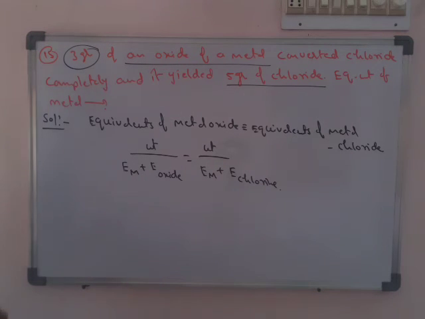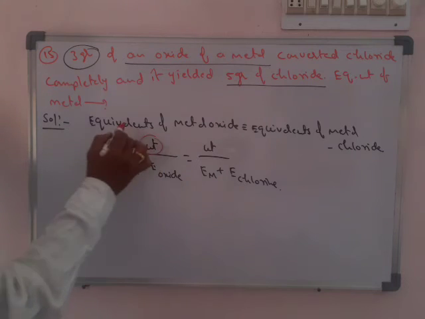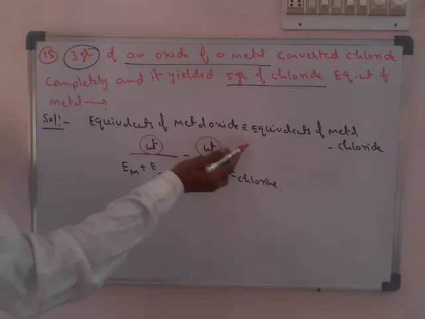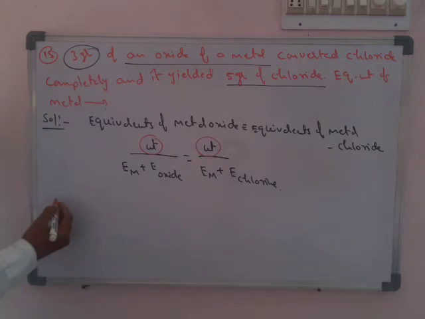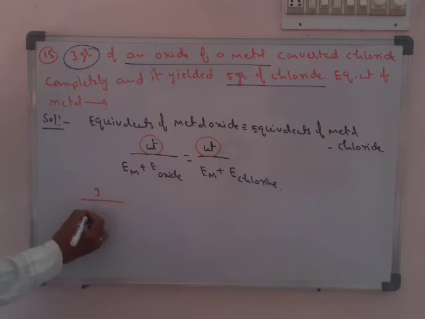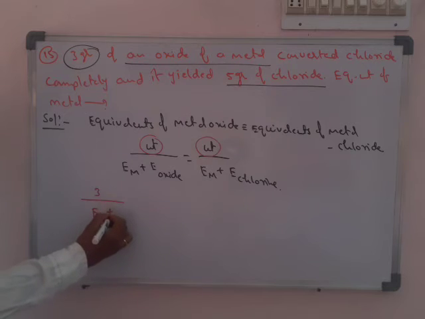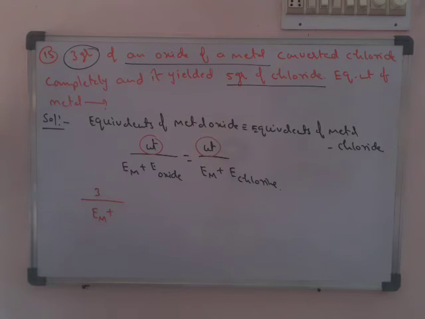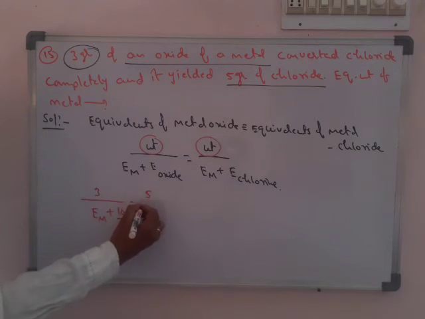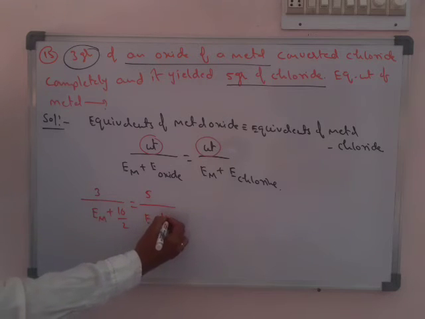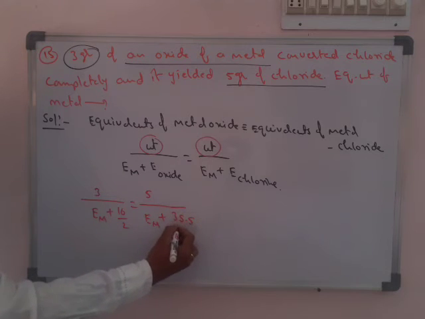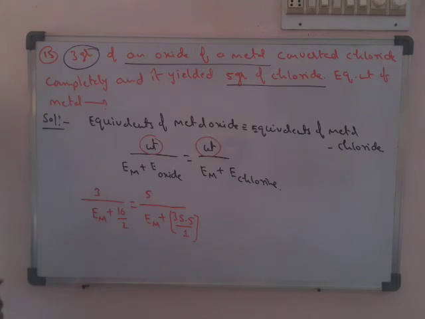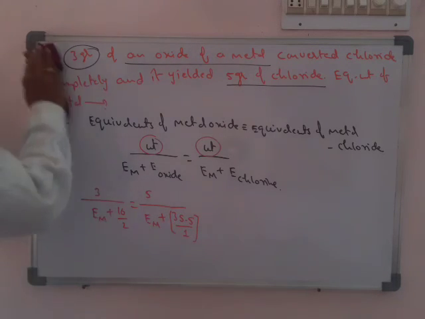So here, the important thing: what is the weight of metal oxide? We know that. And the metal chloride also we know that. So weight is 3 grams by equivalent weight of metal, which we have to find, plus equivalent weight of oxygen, which is 16 by 2, we know for oxygen. The weight of metal chloride is 5 grams by equivalent weight of metal plus equivalent weight of chlorine, atomic weight by valency, Cl minus 1, it's only 1. In the last worksheet, we did this type of problem.